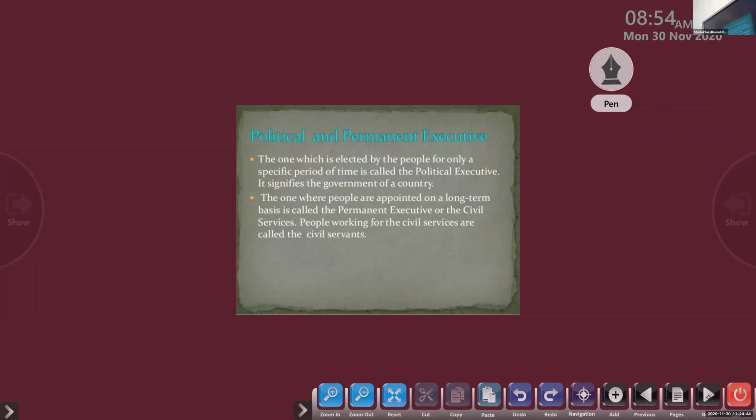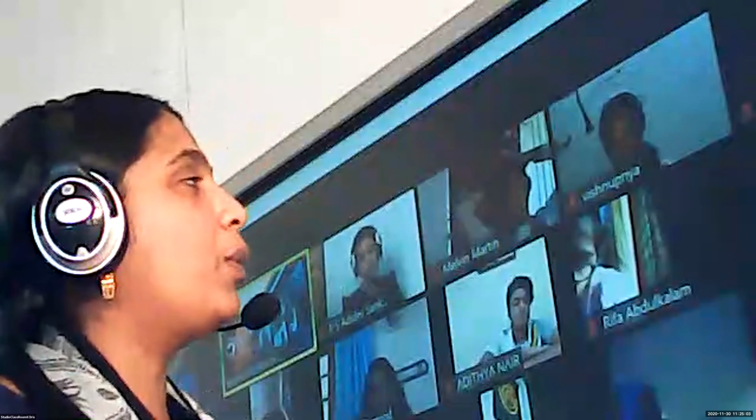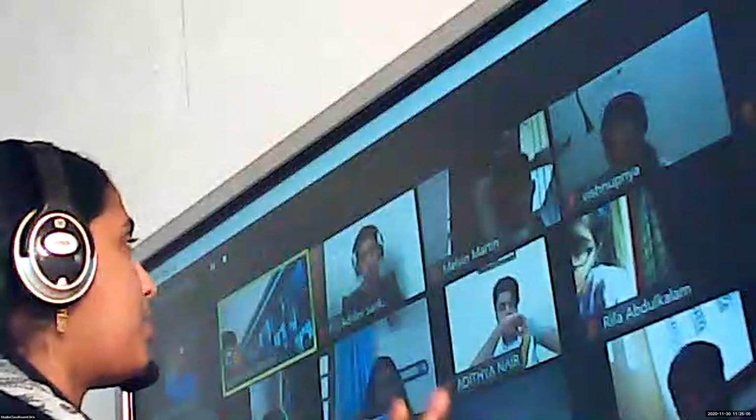So the executive is divided into two types. One is the permanent executive and the other is the political executive. Okay. But what happens to the police officers after 5 years? Will they change? No, ma'am. They will get transferred. So, what is the difference between a political executive and a permanent executive? Then, is Pinarayi Vijayan or a police IPS officer a political executive?